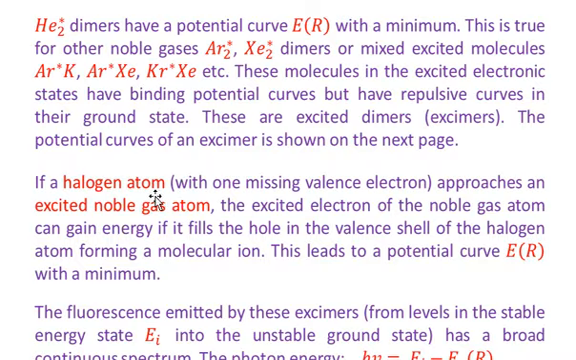Okay, if a halogen atom with one missing valence electron approaches an excited noble gas atom, the excited electron of the noble gas atom can gain energy if it fills the hole in the valence shell of the halogen atom, forming a molecular ion. This leads to the potential curve E of R with a minimum. That is, when you have a dip in the potential energy curve, it corresponds to a bound molecular state. That is, the molecular state will be a stable state.